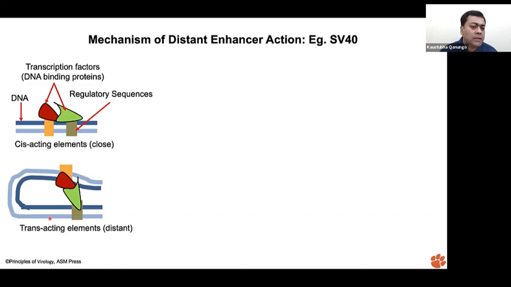So here you can see that this element is right here. This element is on the opposite side, and that's why we call it in trans, just opposite. Cis on the same side, trans on the opposite side, and they can interact with this protein to enhance or silence or repress the transcription as well.